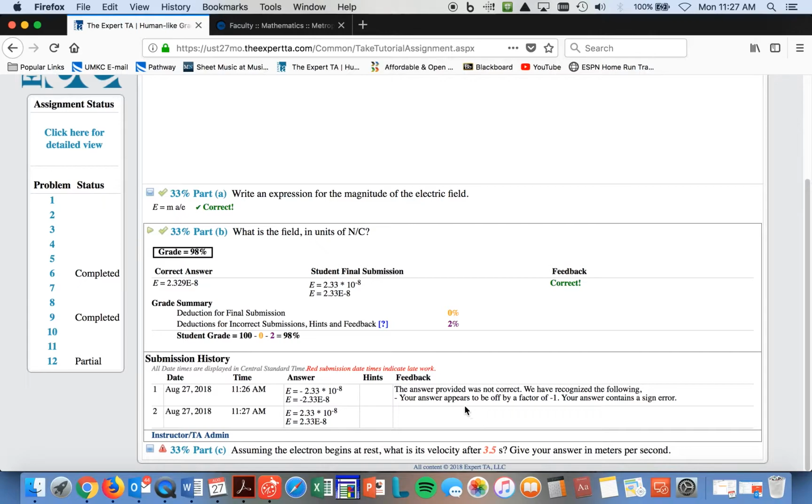So it begins at rest. What's its velocity of 3.57? We did that in class. You guys are champions. You're great.